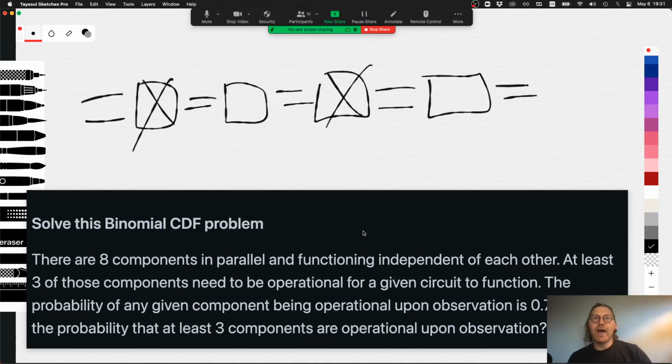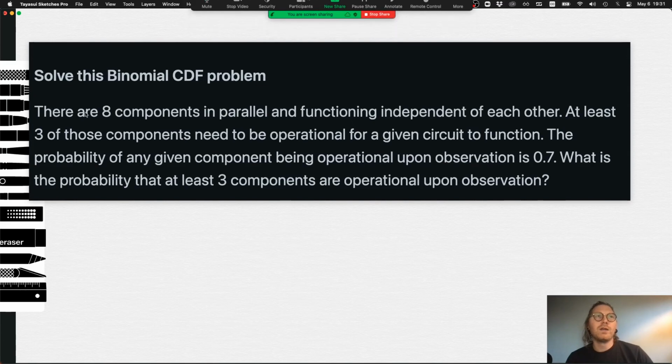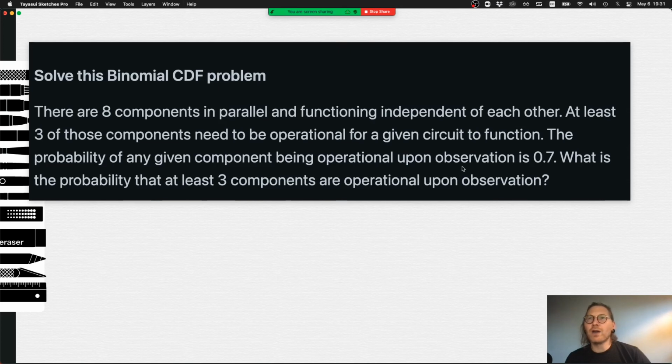This is not that complex of a problem. There are eight components in parallel and they function independent of each other, right? So at least three of these need to be operational. The probability of any given component being operational upon observation is 0.7. What is the probability that at least three components are operational upon observation?